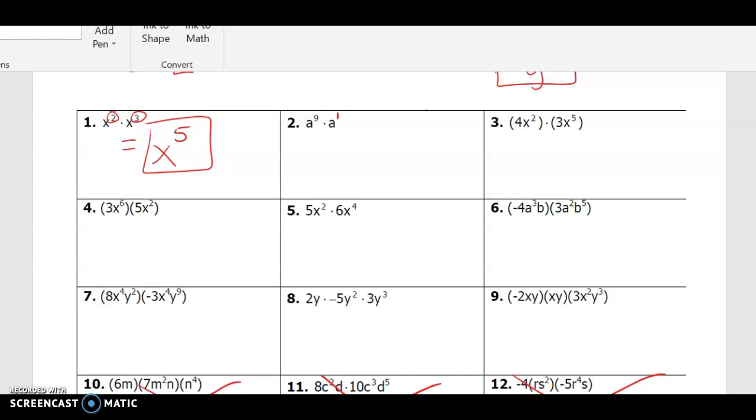That's kind of a tricky part, guys. I want you to really pay attention to that. Don't forget, if you just have a variable and there's no exponent, there is actually a 1 there, so you can't forget to add it. And that becomes a to the 10th.